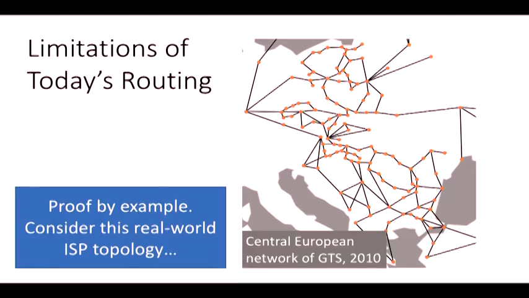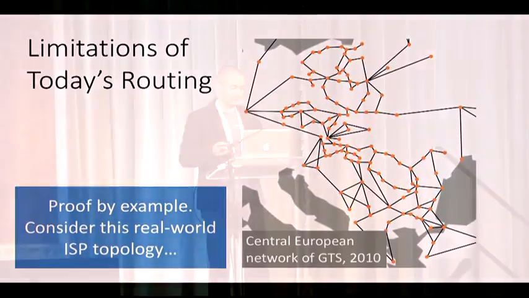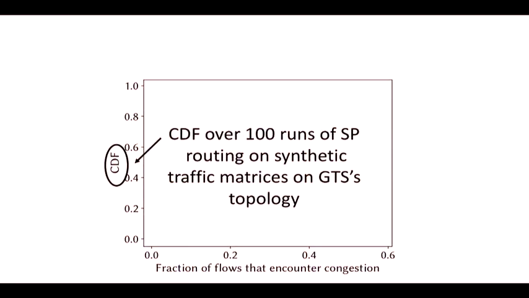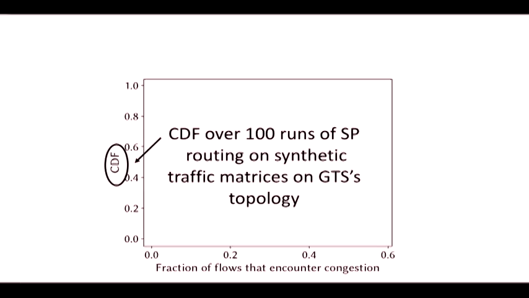So here is the topology of GTS, the Central European network part of it, and this is from 2010. We have looked at over 100 different topologies spanning a decade. It just happens that this example is from 2010. What we're going to do now is 100 runs of shortest path routing using synthetic traffic matrices. We're going to generate the synthetic traffic matrices using the gravity model that the community uses when generating traffic matrices in the ISP setting. And then I'm going to plot a CDF of those traffic matrices.